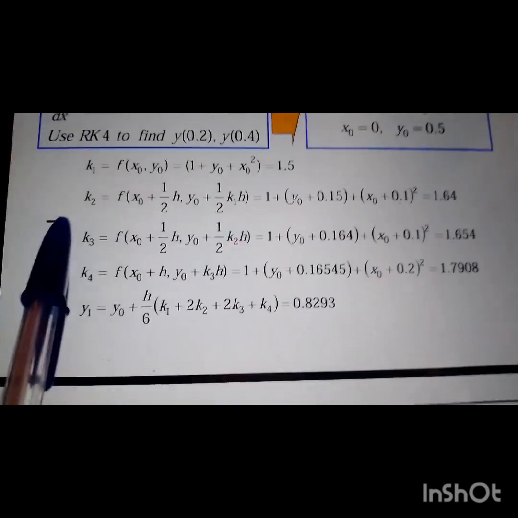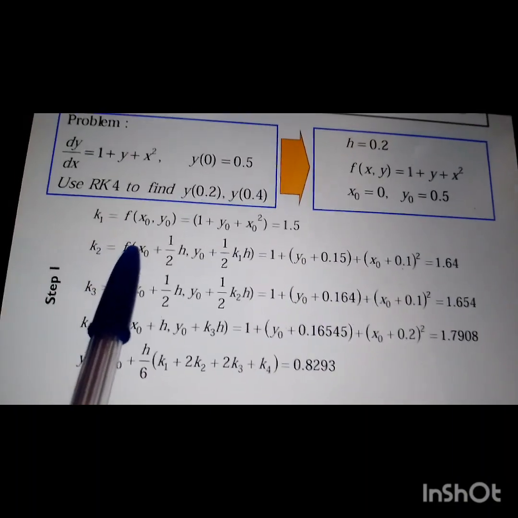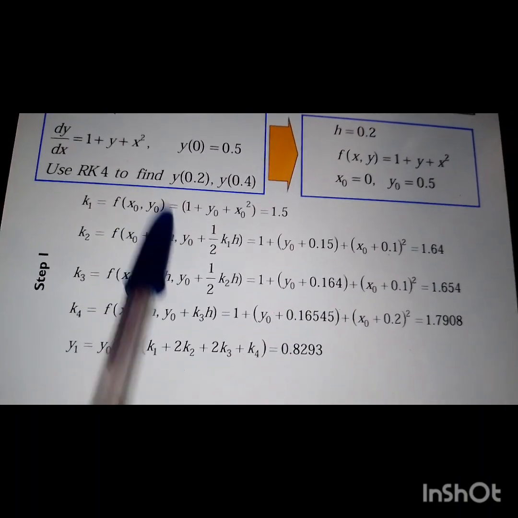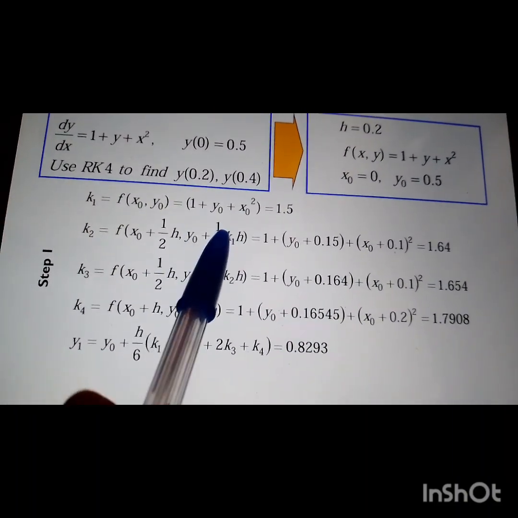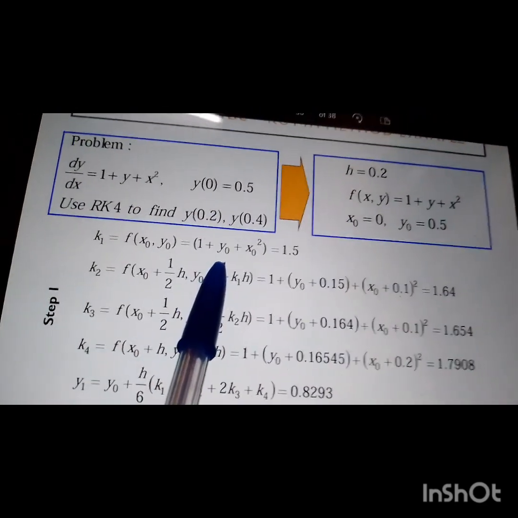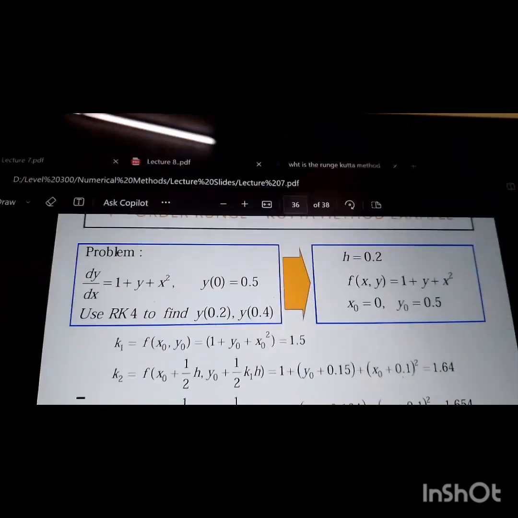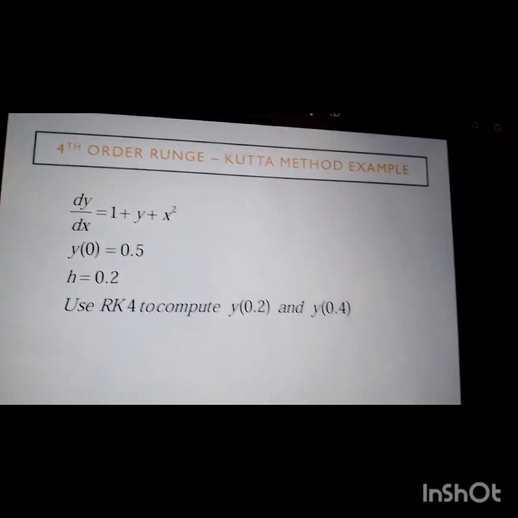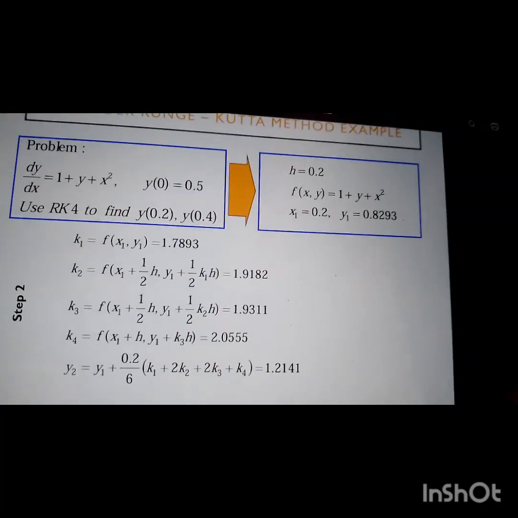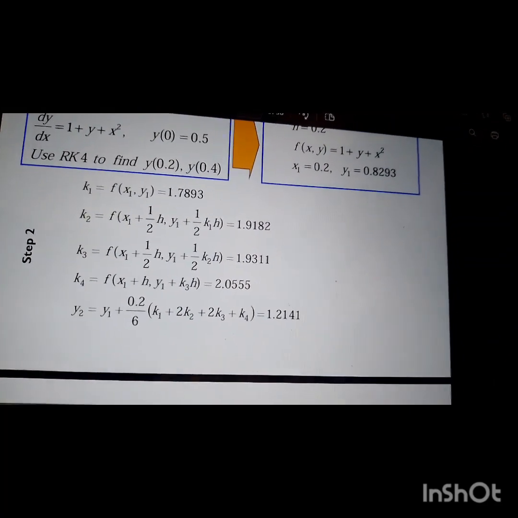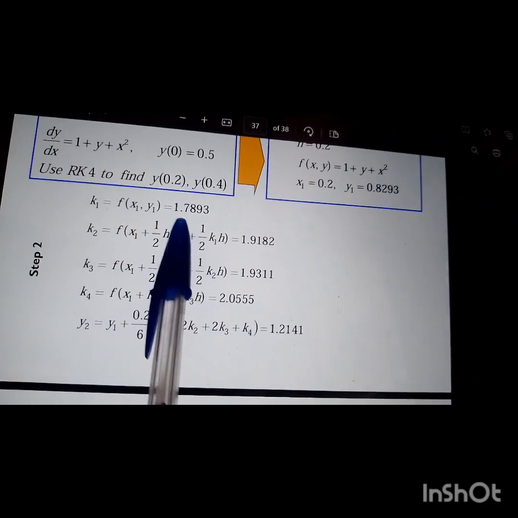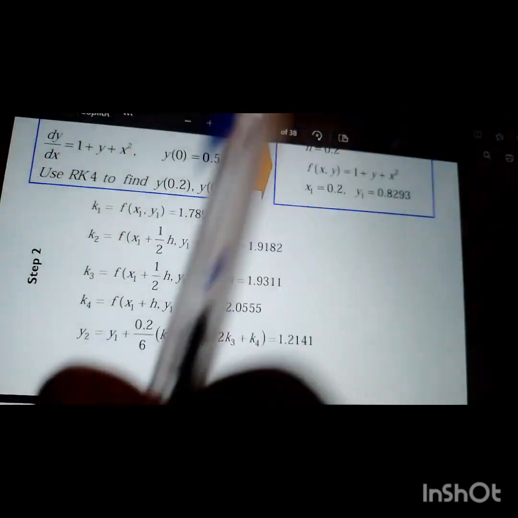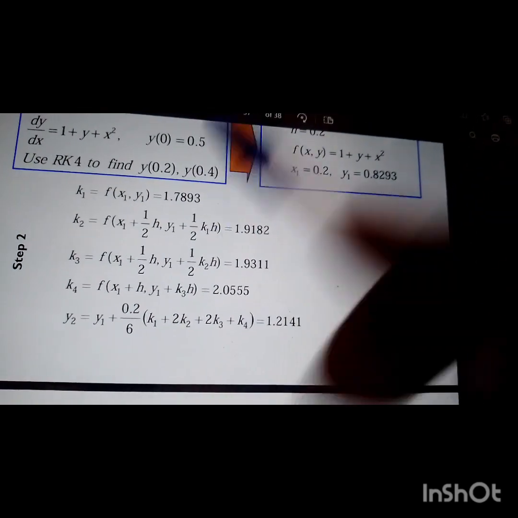So over here with your k1, you have your f of x0, y0. This is just the normal function you have. Your y0 was 0.5 and your x0 was 0, so you put that in here. And then your k2, you do the same thing like we've been doing, just like the one we did for the first one.